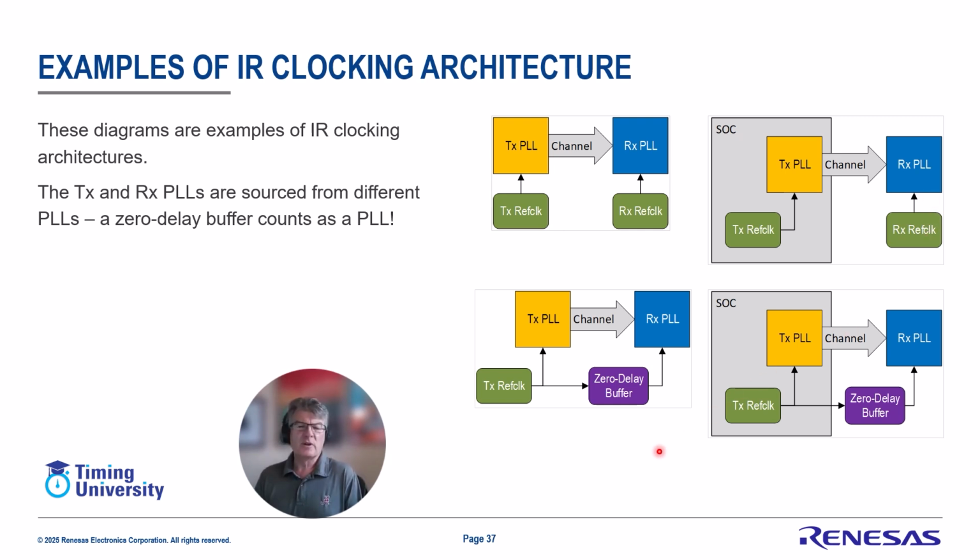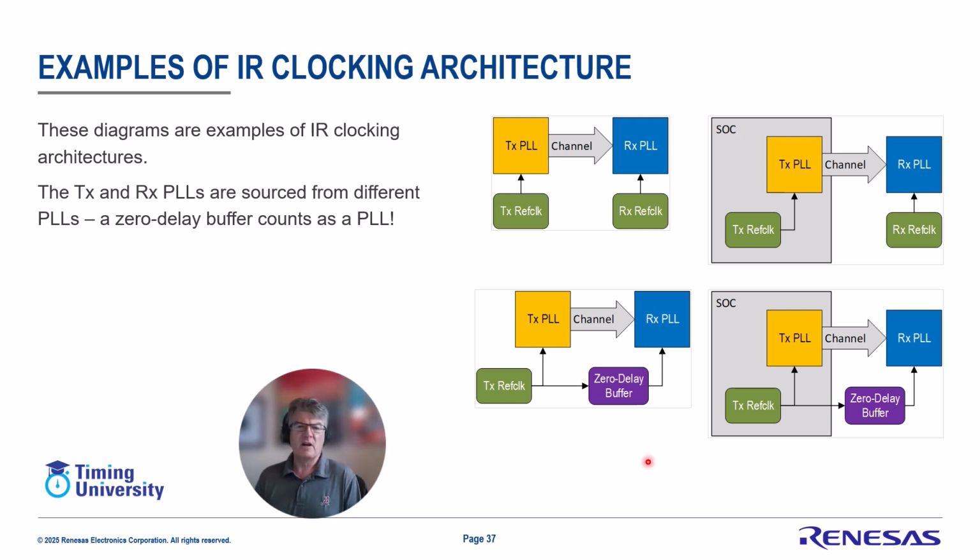Now the thing that tricks people a lot is here I've got a reference clock for the transmitter, and then I follow it up with a ZDB to the receiver. This is an IR clocked architecture. The way you can tell is if you start at the clocking input of the receiver and you trace your way back through the circuits to the transmit reference clock, if you encounter a PLL along the way, you're independently reference clocked. And the ZDB here is an example of a PLL. So this is IR clocked.